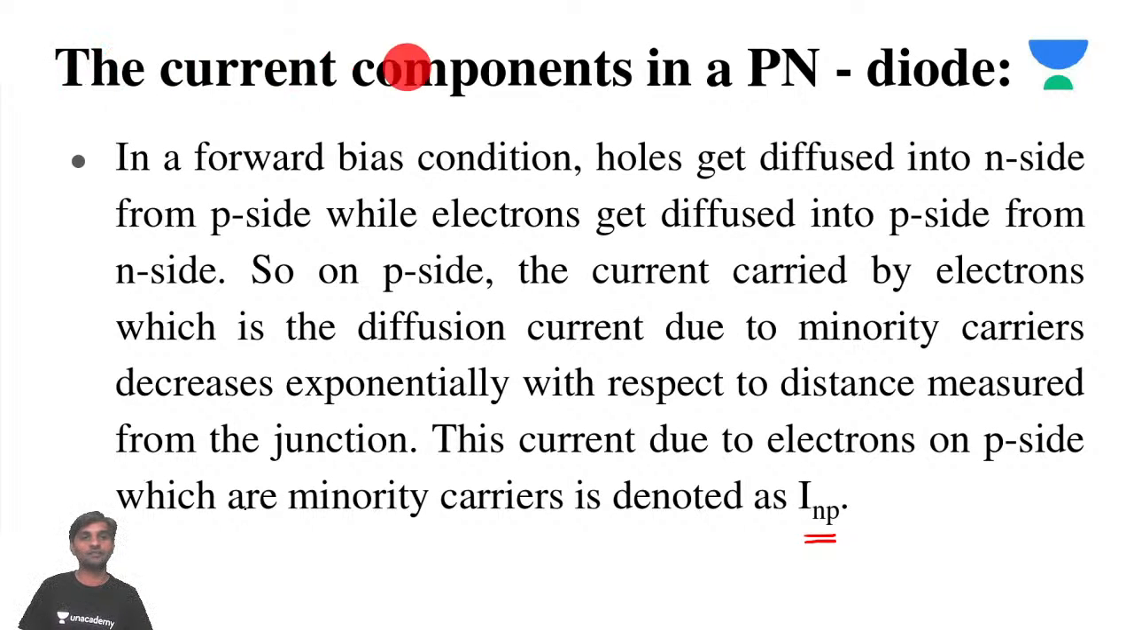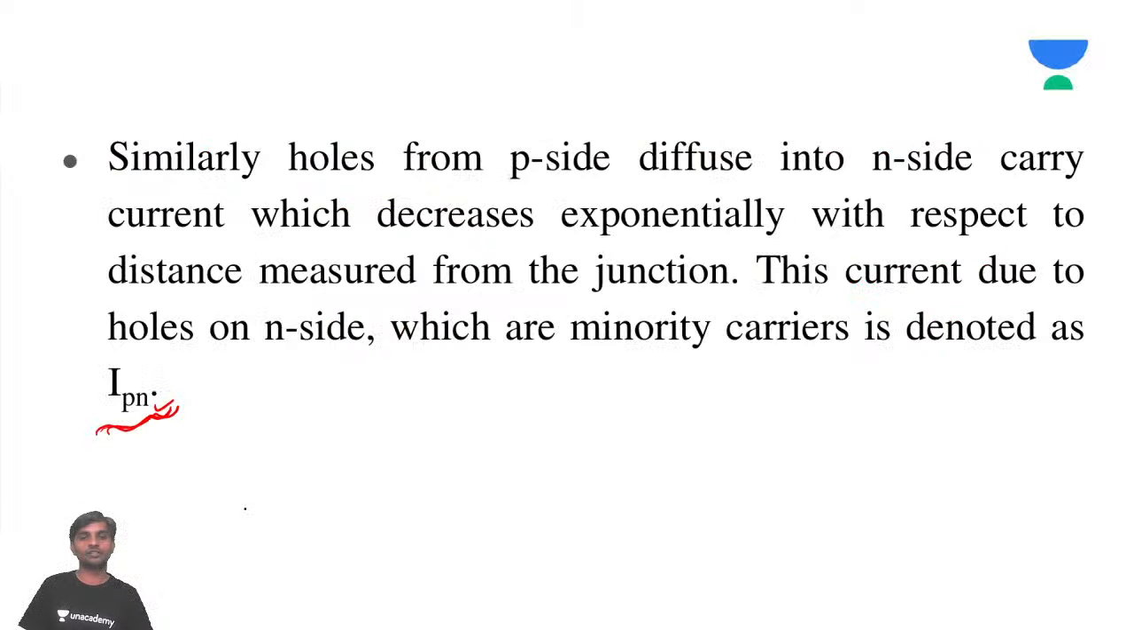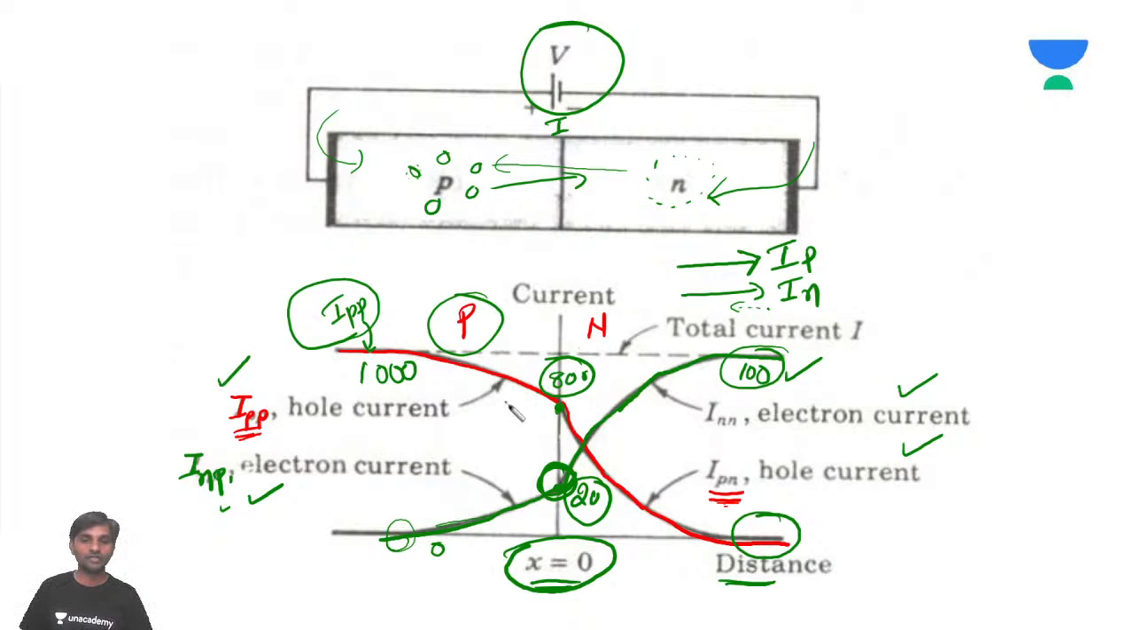And now we discuss something called current components in a PN junction diode. In a given p type or n type, there will be two currents. One is hole current, the other is electron current. IPP is the hole current in the p region, and IPN is the hole current in the n region. Similarly, INN is the electron current in the n region, and INP is the electron current in the p region.